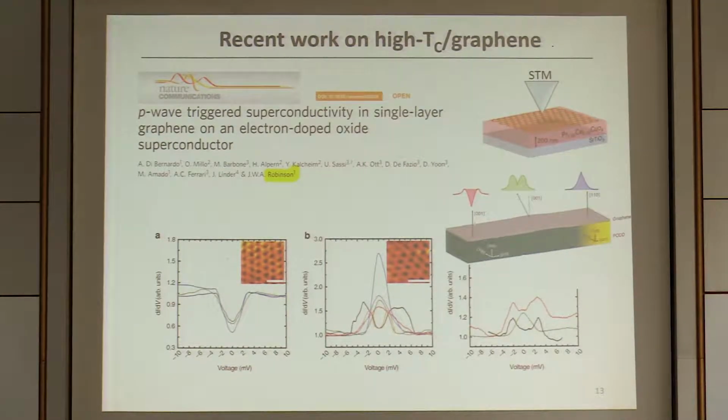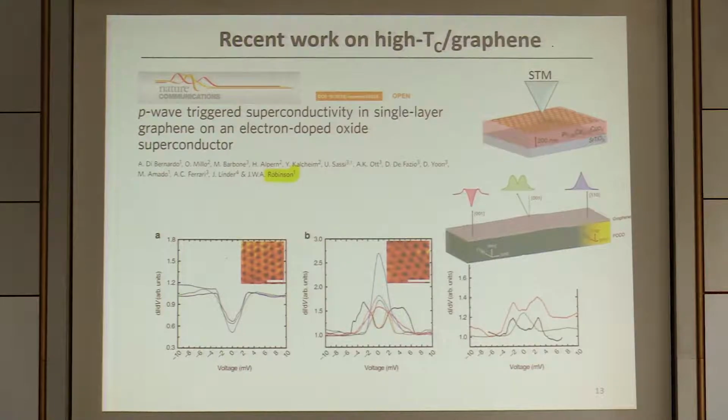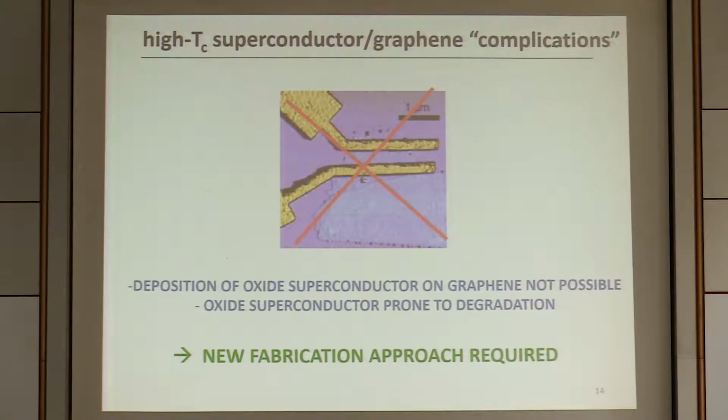But we went in another direction. We thought it would be nice to make devices, just to put two contacts on the graphene and try to see whether one can measure things there. And basically, here's where the difficulty comes, actually.